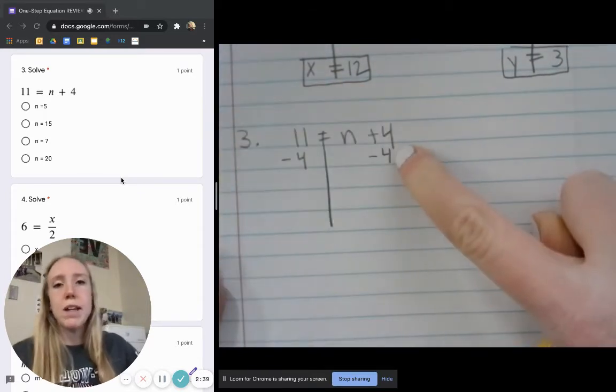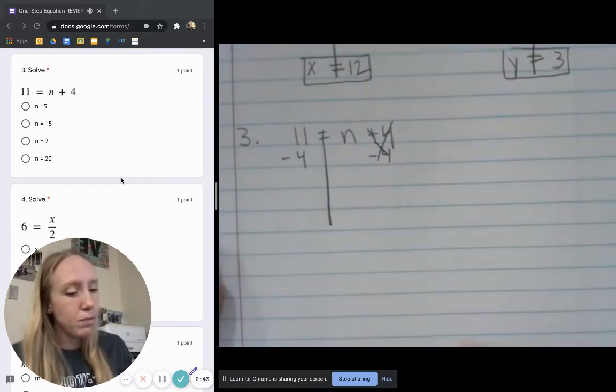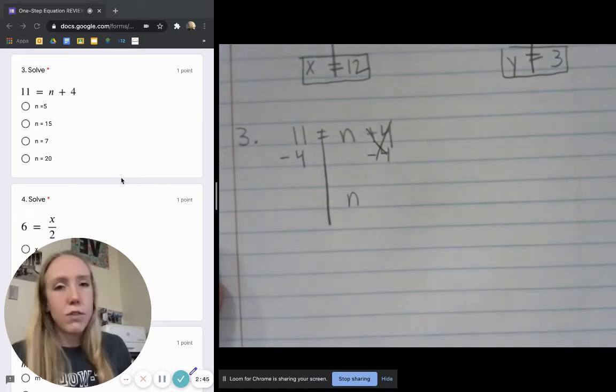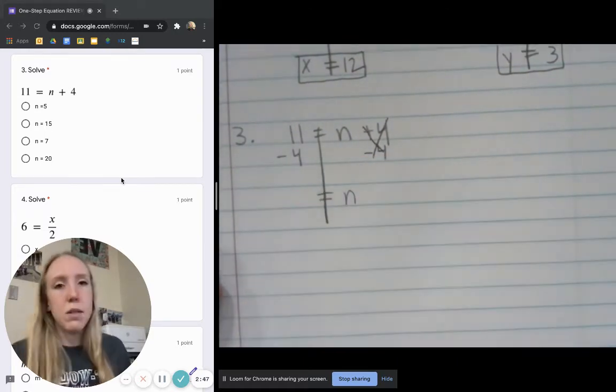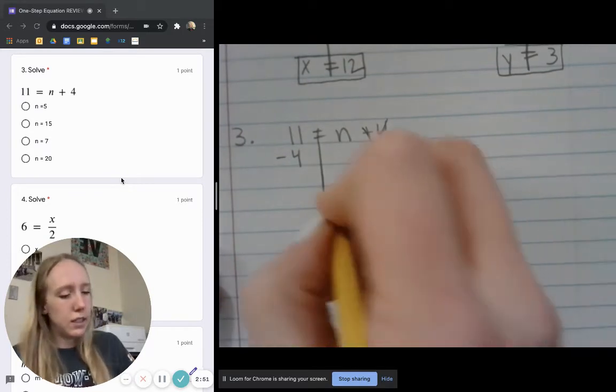Notice how I wrote my minus 4 right under the plus 4. That's so I can clearly see that those go away. N is all that's left on this side, equals in the middle. And 11 minus 4 is 7.